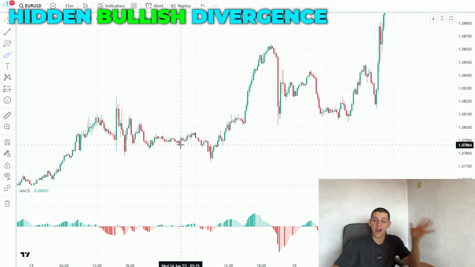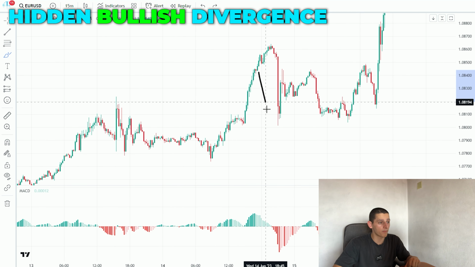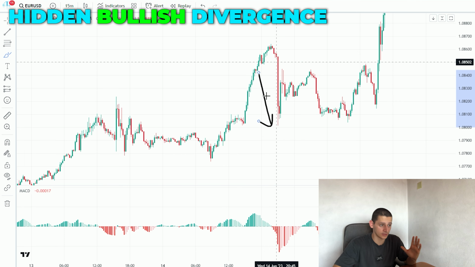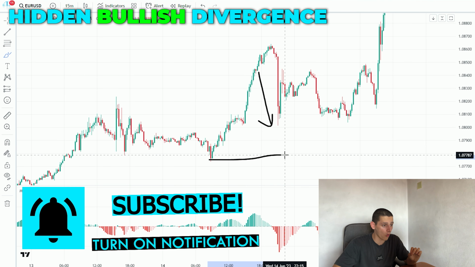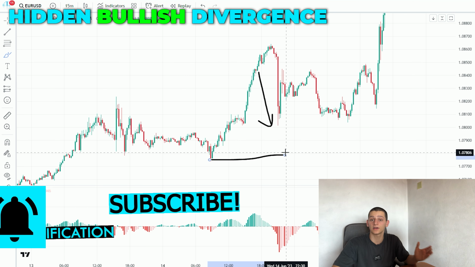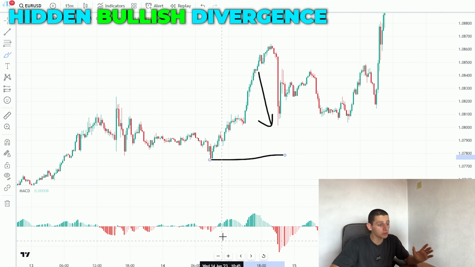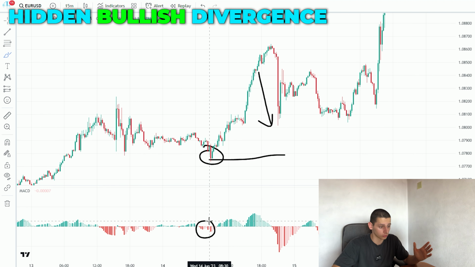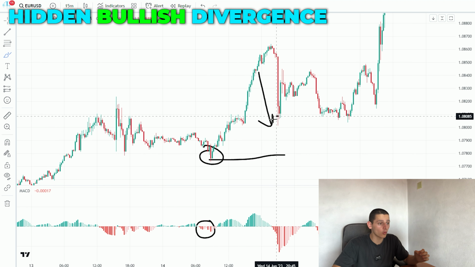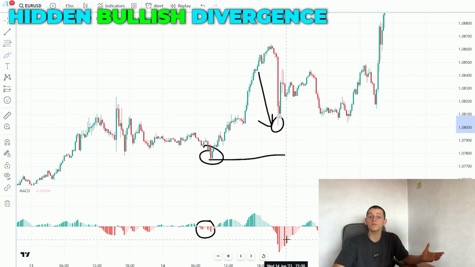When does a hidden divergence form? When the price goes down, as in this case, the sellers try to break through this low, but their attempt is unsuccessful. Now, as you can see with MACD, this low right here was sold. But this low right here was even more sold.